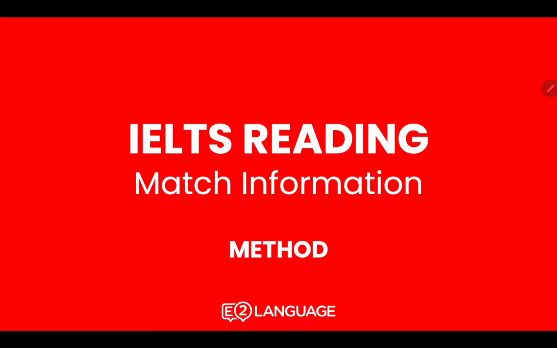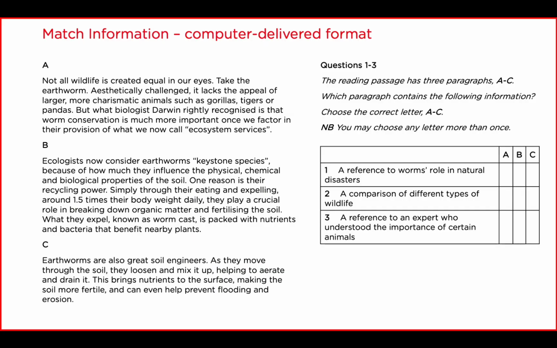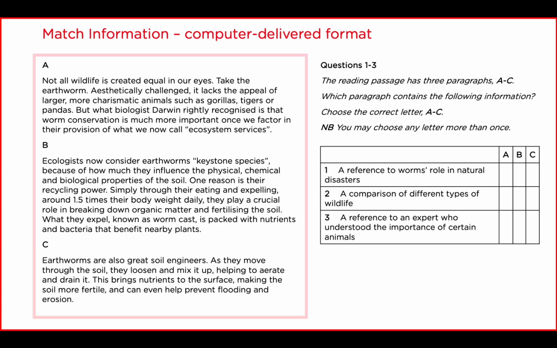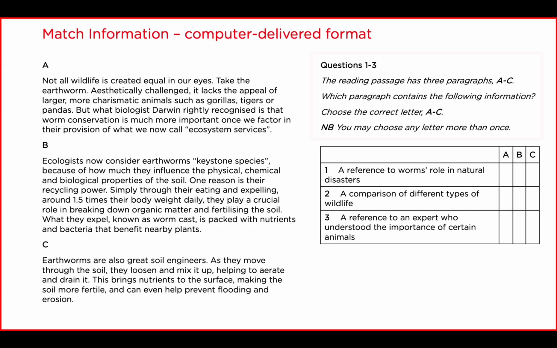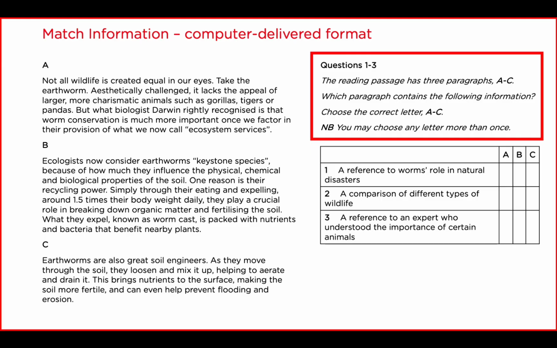Let's tackle IELTS reading match information. Here we go. I'll show you first the computer delivered format. So in the computer delivered version, you've got your text down the left here, instructions over here on the right, which tells you the passage has 3 paragraphs, A, B, C.